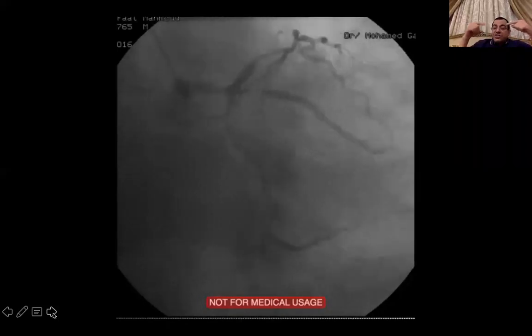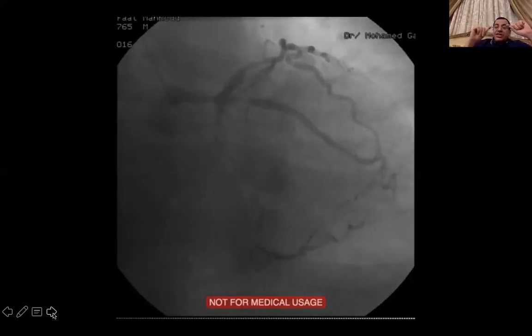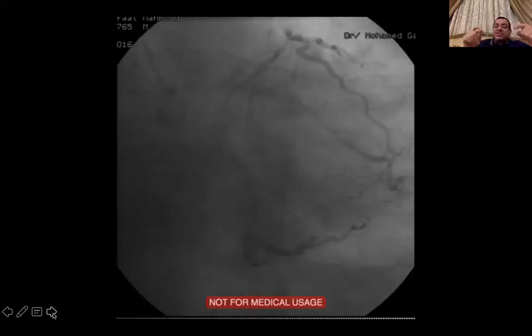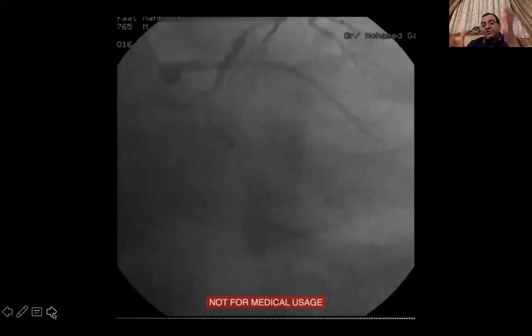So the strategy is that the possibility of closure of the side branches is very low. So I prefer to keep the stent from the left main to the most important vessel.